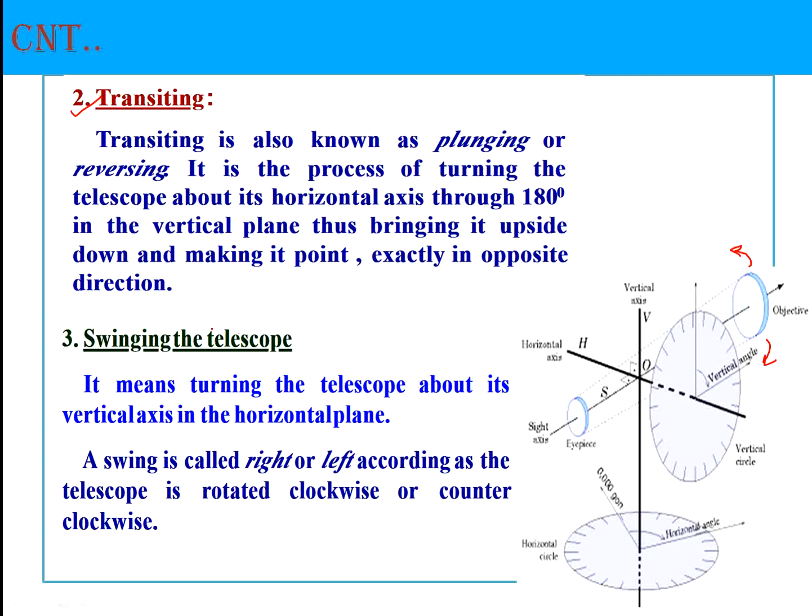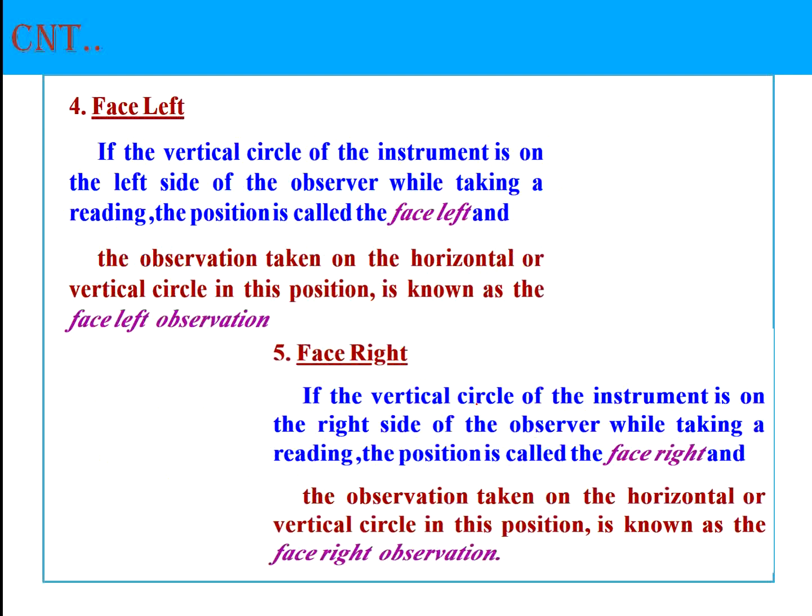Now, what is the swinging of the telescope? It is the one in which the telescope is rotated or swung to the left or right. Okay, left or right. That means accordingly in a clockwise or anti-clockwise direction about the vertical axis in the horizontal plane. So that process is known as swinging of the telescope.